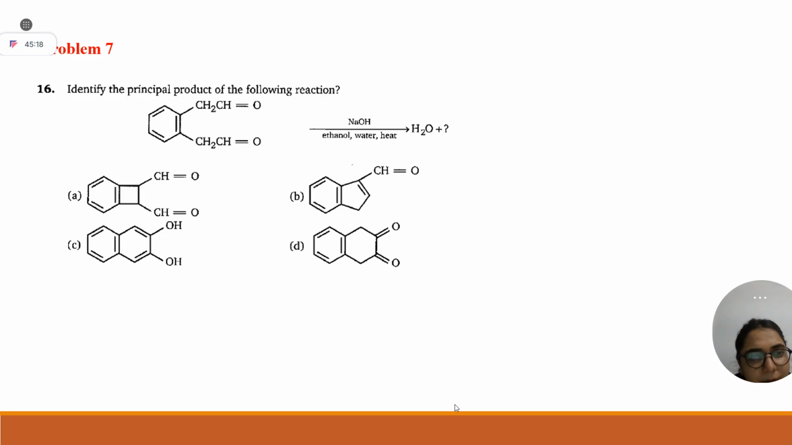Identify the principal product of the following reaction. Okay. Which reaction is possible here, aldol or Cannizzaro? Aldol, obviously, because it has alpha hydrogen. So draw, make the enolate, attack. I am also making it. You start doing yours.